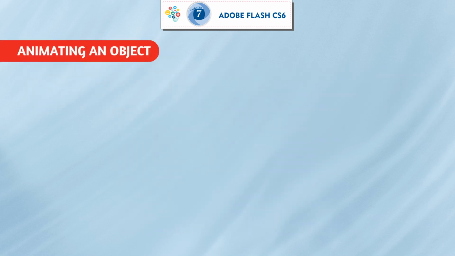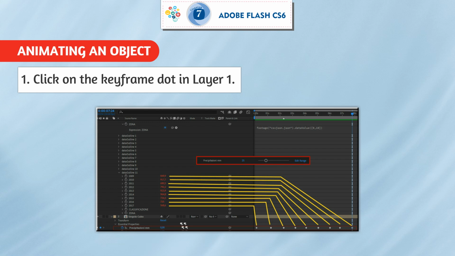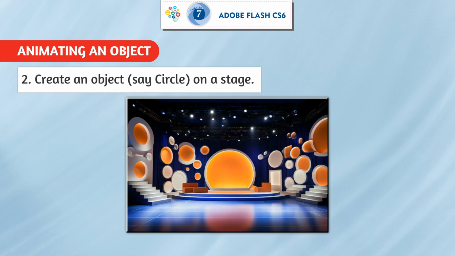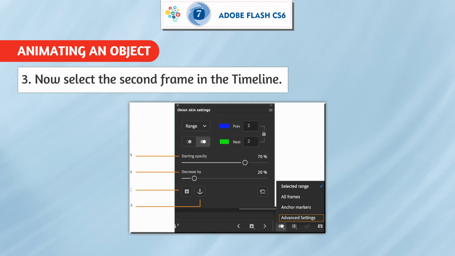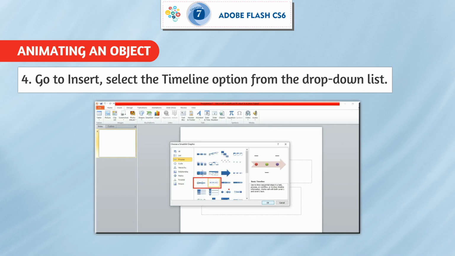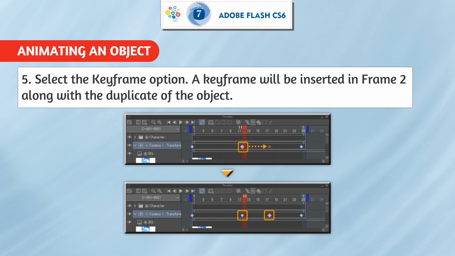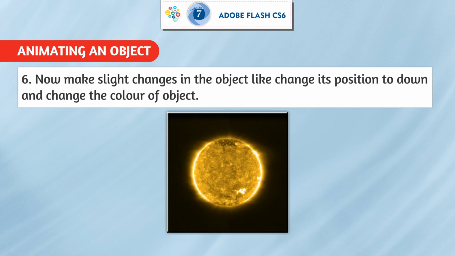Animating an object. 1. Click on the keyframe dot in layer 1. 2. Create an object. Say, circle on a stage. 3. Now select the second frame in the timeline. 4. Go to Insert. Select the timeline option from the drop-down list. 5. Select the keyframe option. A keyframe will be inserted in frame 2 along with the duplicate of the object. 6. Now make slight changes in the object, like change its position to down and change the color of object.